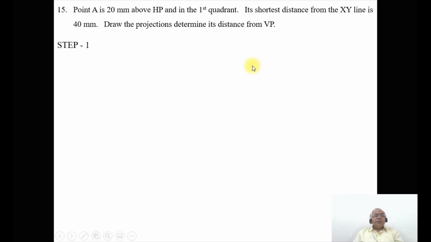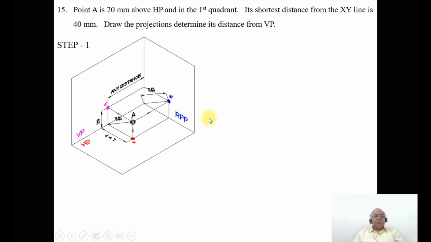To do that, first we're going to take the first quadrant. Since it is in the first quadrant, we have VP, HP and RPP. And the point A is 20 mm above HP. So you can see the distance above HP. When you look from the front view, that distance is visible in the vertical plane. Since the image is in the vertical plane, you are going to get A dash. As we know, the distance from these two is 20.